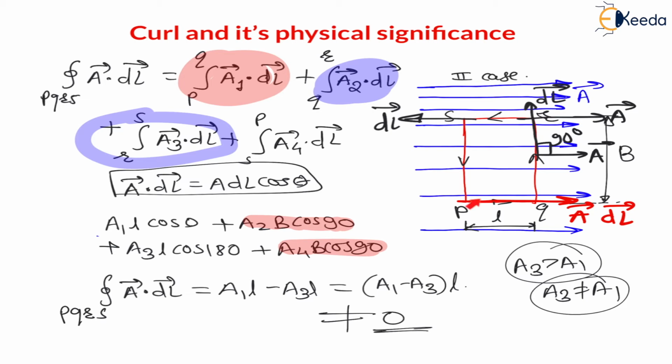Therefore we can say here it is a not lamellar vector field, right? And my dear students, as here cos 0 came, cos 0 is the maximum value. Therefore this value is nothing but maximum circulation. We can say it is a maximum circulation, right? In the previous first case we have seen minimum value, and this is the maximum value. So my dear students, with the help of this, let me define the curl.